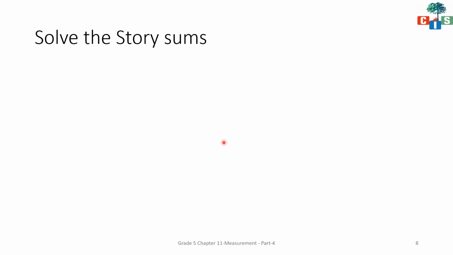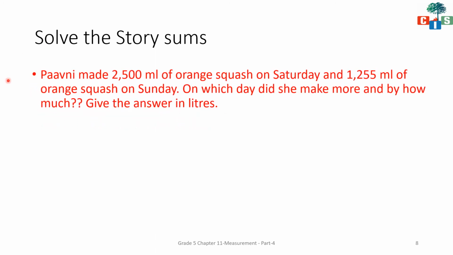So scholars, we will solve one story sum over here, and the story we have: Pavni made 2500 ml of orange squash on Saturday and 1255 ml of orange squash on Sunday. On which day did she make more and by how much? Give your answer in liters. Okay. So first of all scholars, your first task is that you have to frame a statement. Scholars, you can frame your statement, but the statement should be meaningful. Okay. So first of all we will frame the statement.